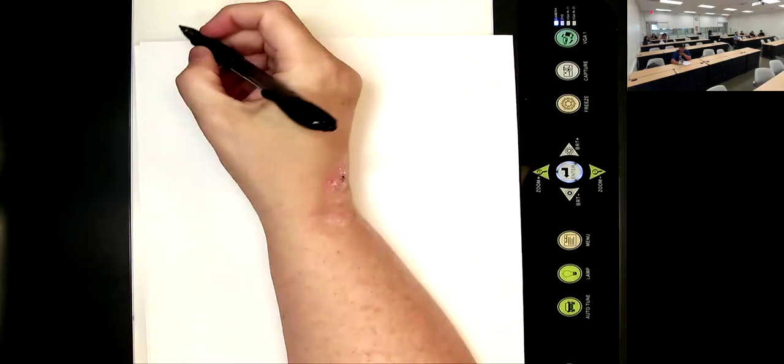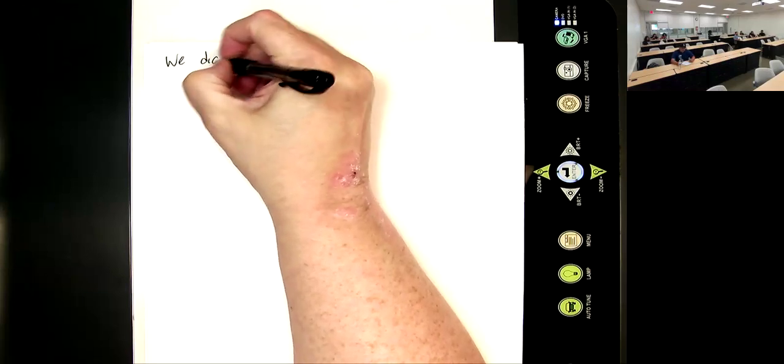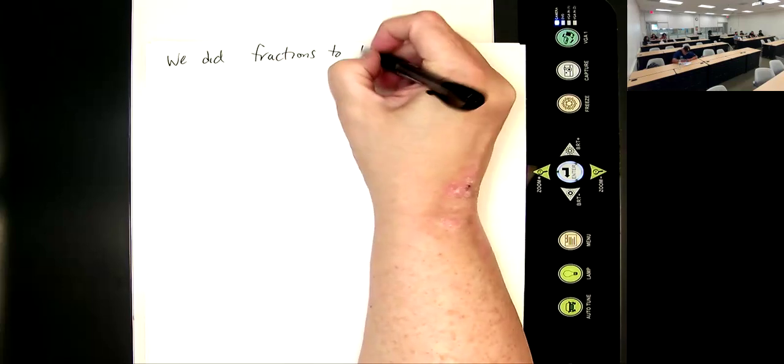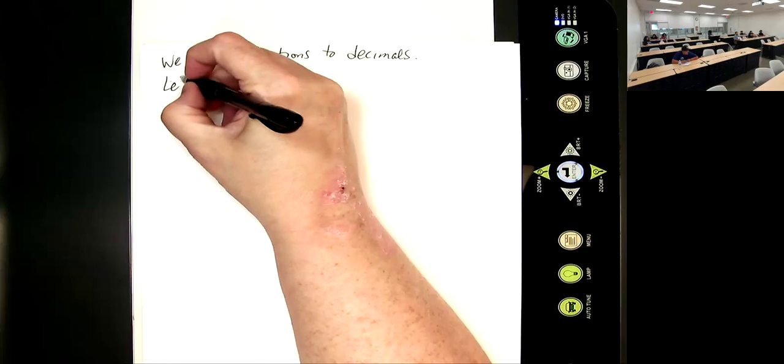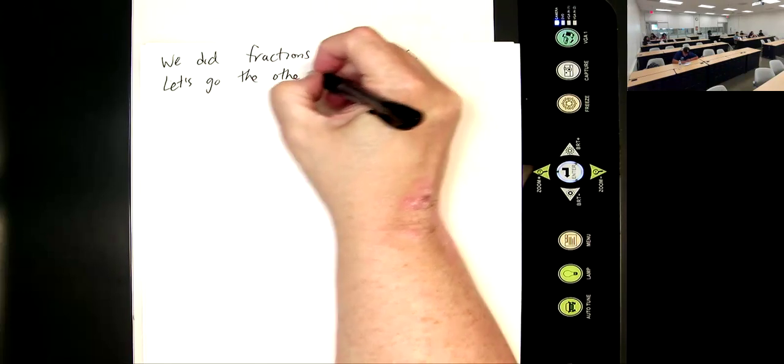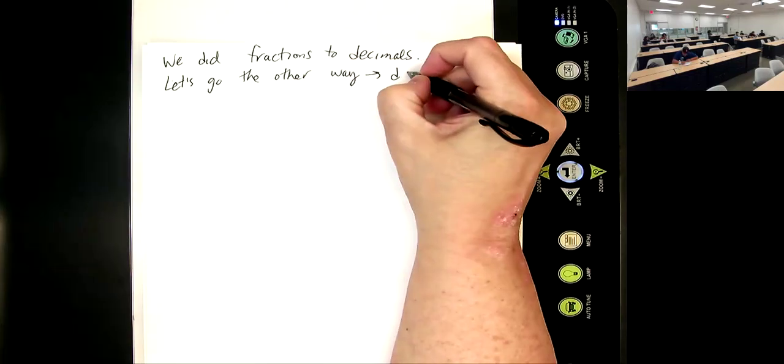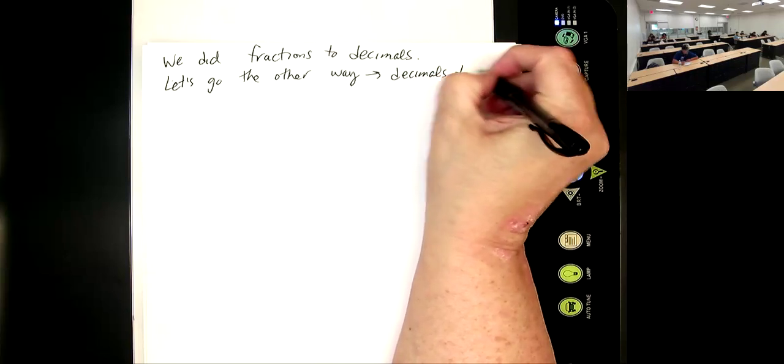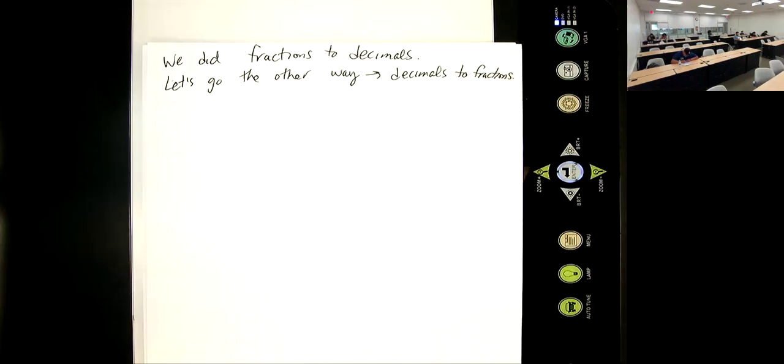We did fractions to decimals earlier. Let's go the other way: decimals to fractions. So what do you want to do? Let's say we had 0.5625.